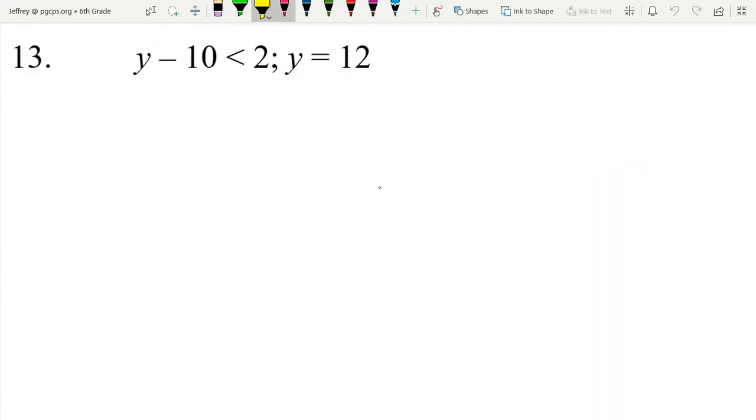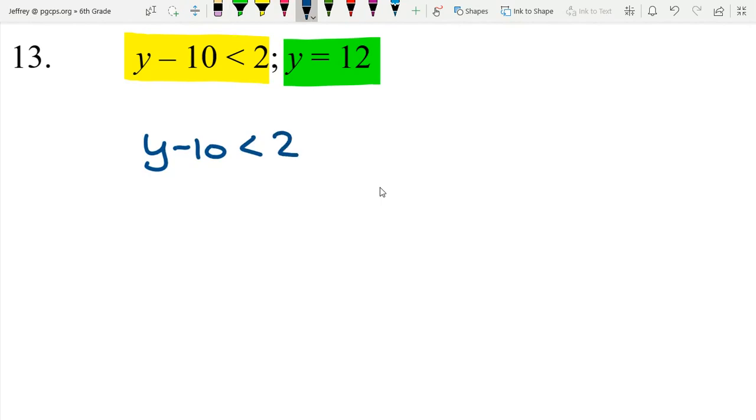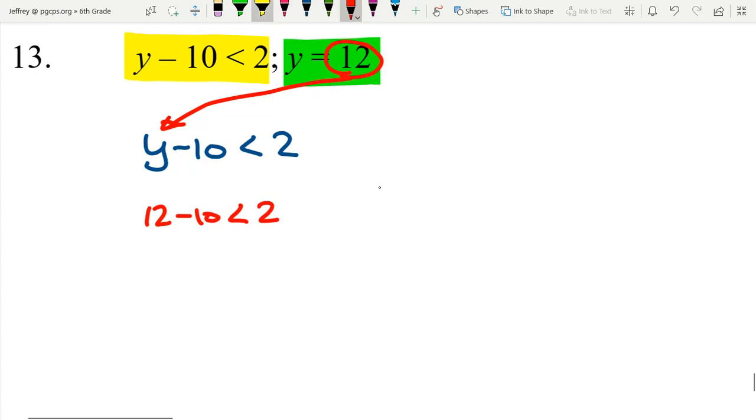Okay, let's do number 13. So y minus 10 is less than 2. And the given value for y is 12. So let's do this. Y minus 10 is less than 2. And again, y equals 12, the value of y, we substitute it into y. So 12 minus 10 is less than 2. Let's simplify 12 minus 10. And that should give us 2.